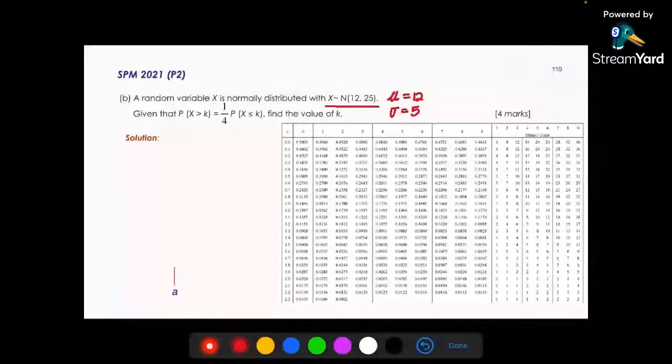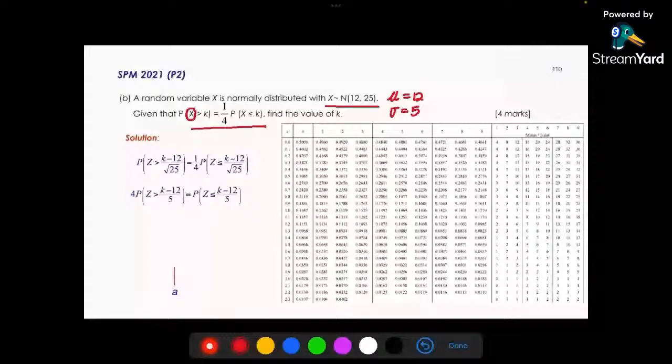Kita tukarkan dalam bentuk ni and you have to standardize it first. Z greater than. So instead of X, kita standardize both sides. So Z is greater than (K minus 12)/5. And kita simplify, you akan dapat yang this one. Both side tu kita cross multiplication like this, you akan dapat yang ini.